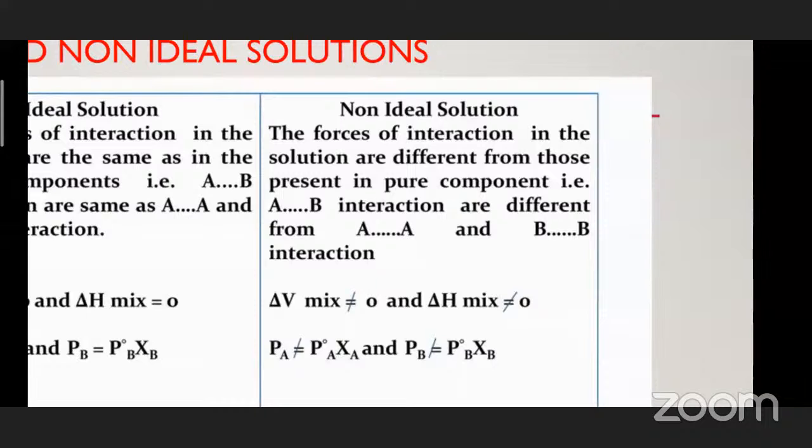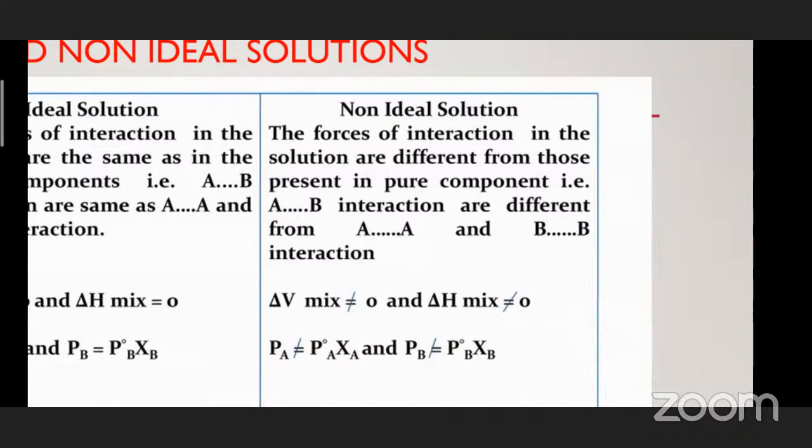Suppose you see here, I am taking 30 ml of the solute, 70 ml of the solvent. So the final volume of the solution should be how much? It should be 100. But in reality, sometimes it can be more than 100. Sometimes it can be lesser than 100. This is practically what we see for the non-ideal solutions.